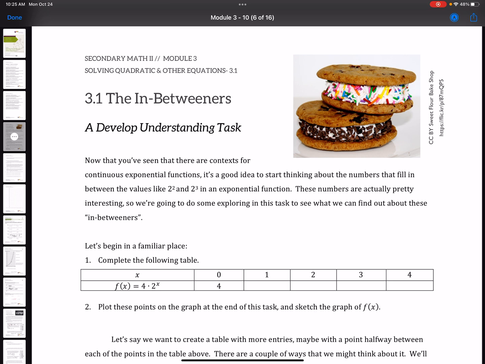I know. All right. Does someone want to read that first paragraph for me, please? I will. All right, go for it. Thanks, Sam. Now that you've seen that there are contexts for continuous exponential functions, it's a good idea to start thinking about the numbers that fill in between the values like 2 squared and 2 cubed in an exponential function. These numbers are actually pretty interesting, so we're going to do some exploring in this test to see what we can find out about these in-betweeners.